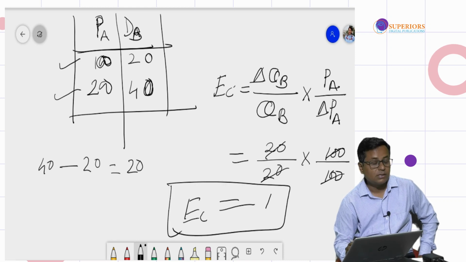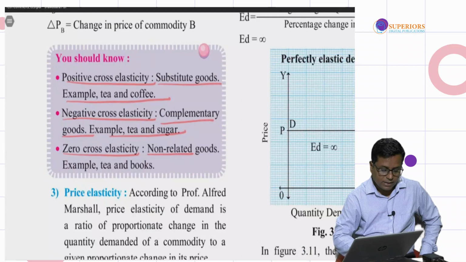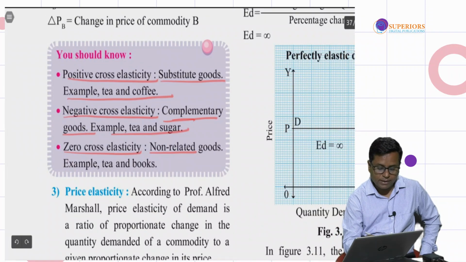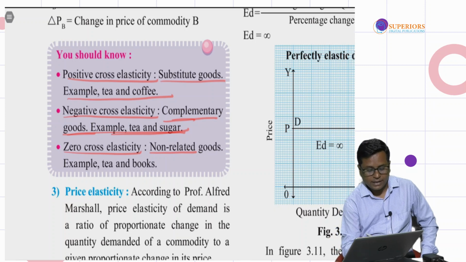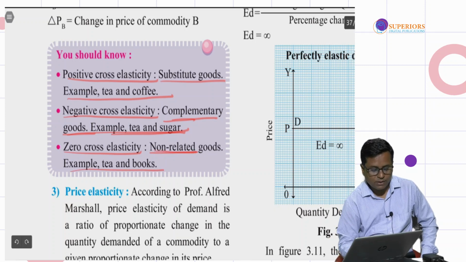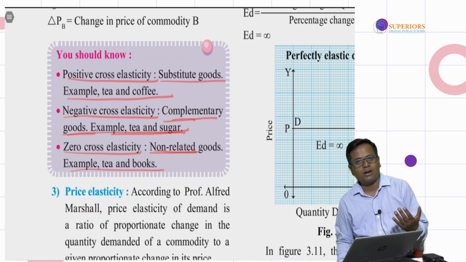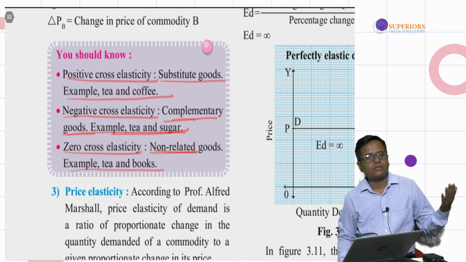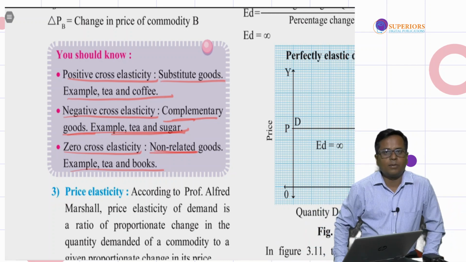It means it is a positive cross elasticity of demand, but in case of complementary goods it will be negative, and in case of non-related goods it will be 0, because in case of non-related goods a change in price of one commodity doesn't affect the demand for another commodity.